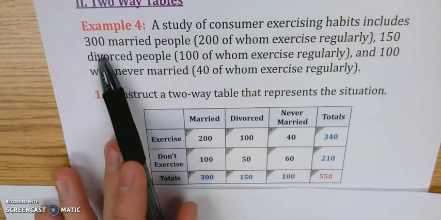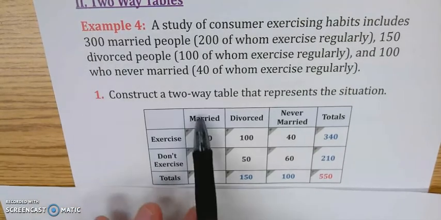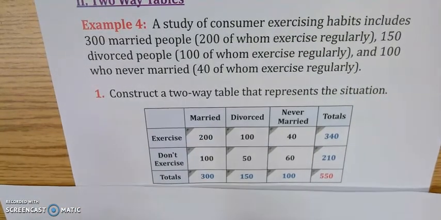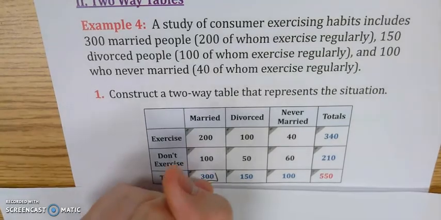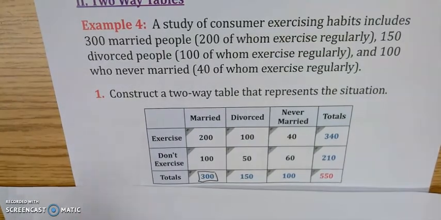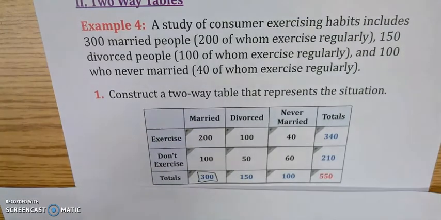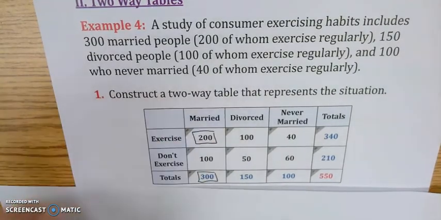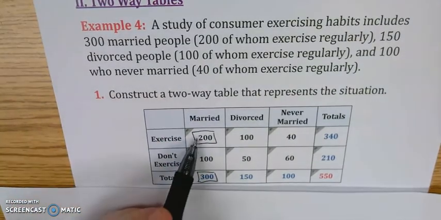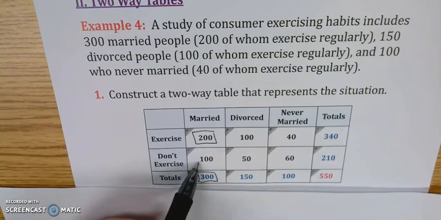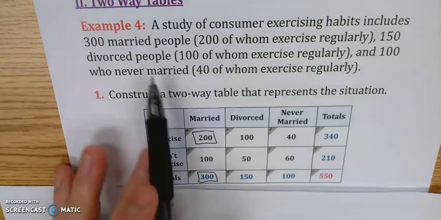So here we have 300 married people. So I know this total down here is 300. This was given to me from the problem. Out of those, 200 exercise regularly. Well, if I know there's 200 out of 300, I could figure out the remaining would be the 100 here.